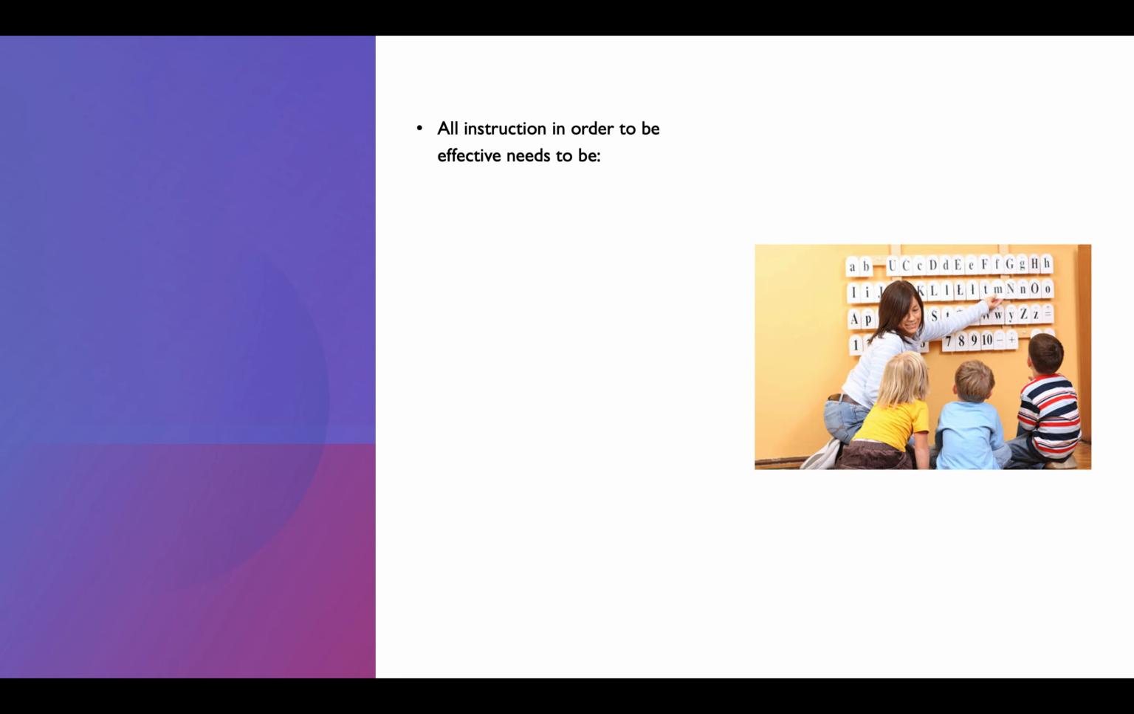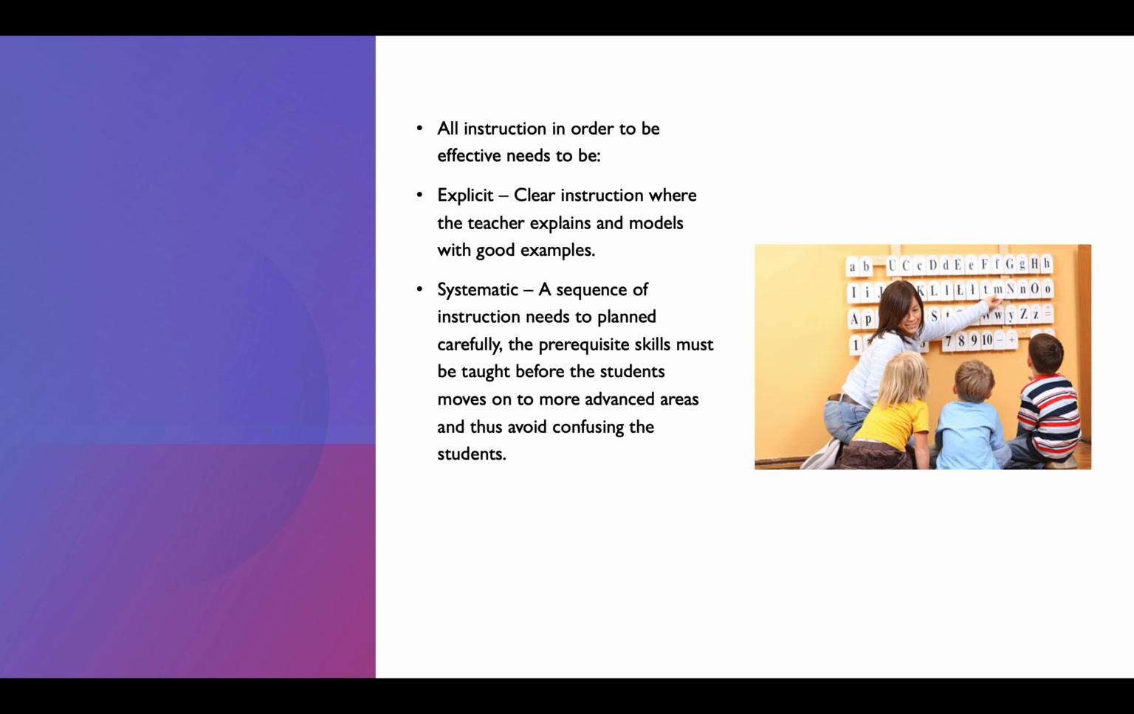So we know all instruction, in order to be effective, needs to be explicit. There needs to be clear instruction where the teacher explains and models with good examples. It needs to be systematic. It needs to be planned carefully. The prerequisite skills need to be taught before they move on to more advanced areas, and that avoids confusion.